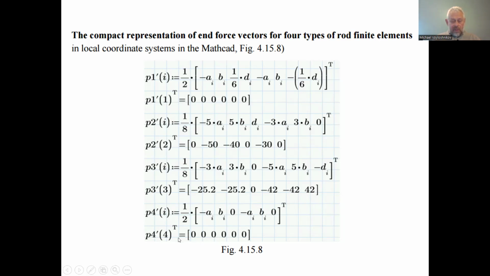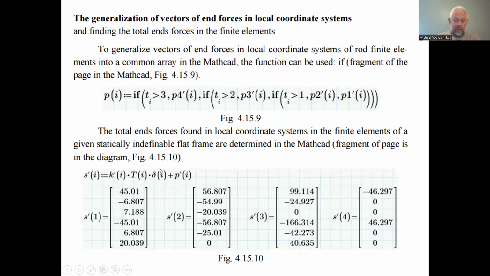Why all zeros? Because the fourth finite element does not experience the transverse load, distributed loads. Only the elements number 2 and number 3 experience the transverse load. So we have the end forces equivalent to distributed load in the local coordinate system, which in each definite case associates with the definite finite element, and the abscissa axis of the local system of coordinates coincides with the axis of each definite finite element.